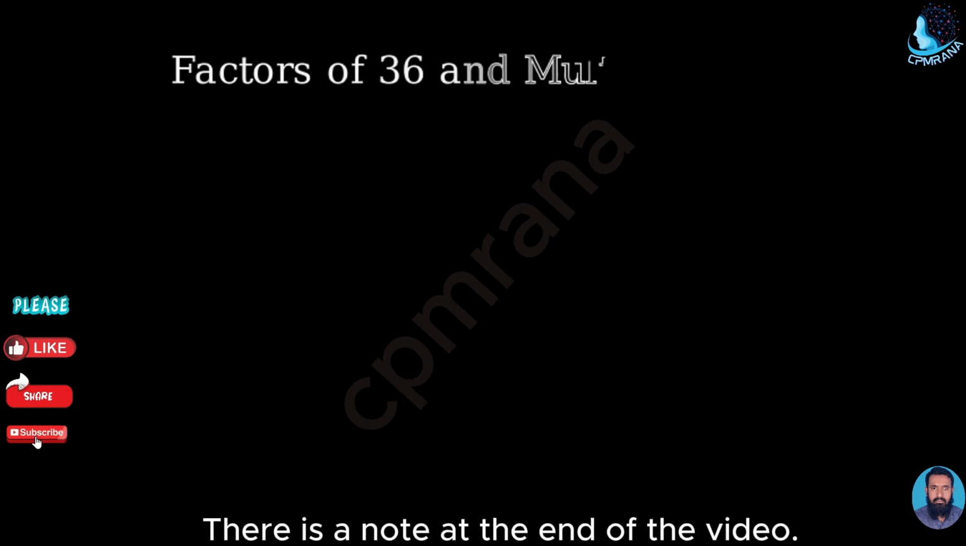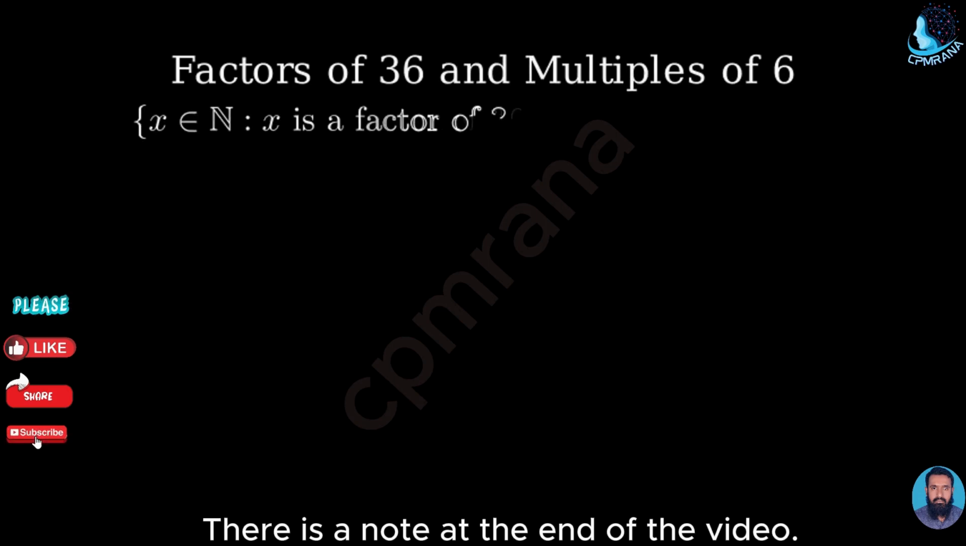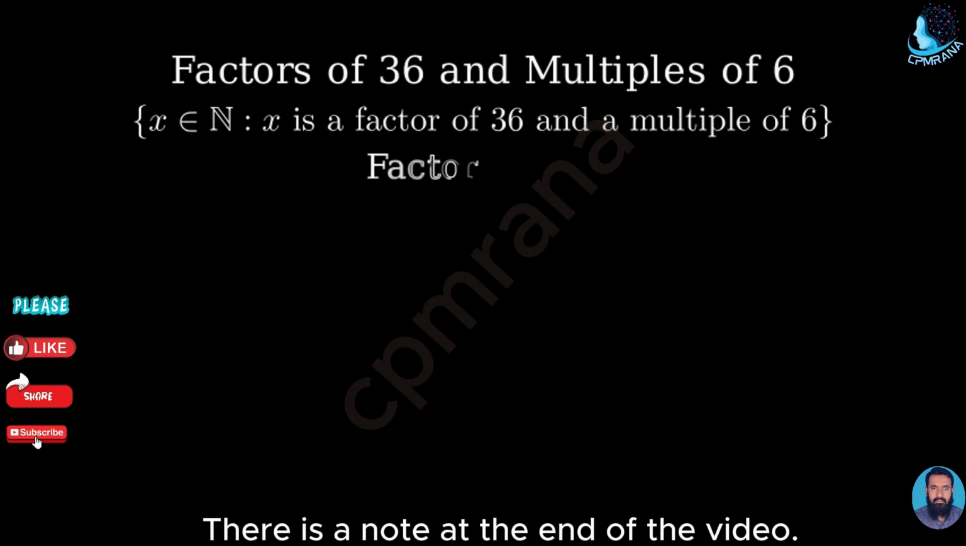Let's solve a set theory problem involving factors and multiples. We need to find all numbers that are both factors of 36 and multiples of 6. Let's start by finding all the factors of 36.